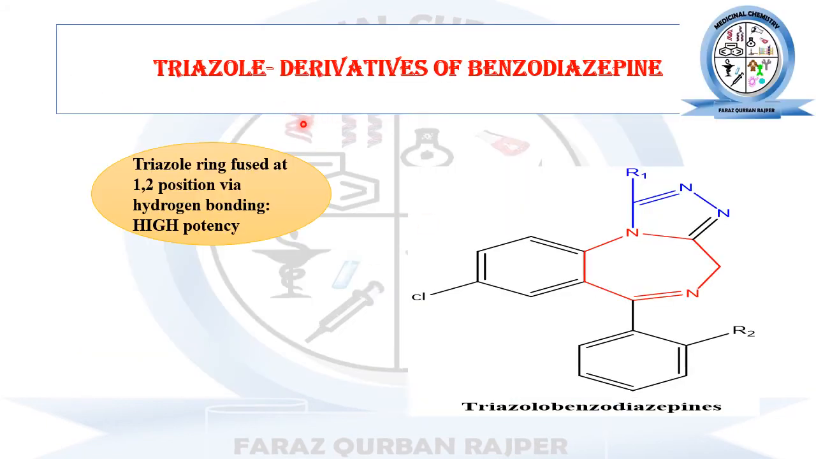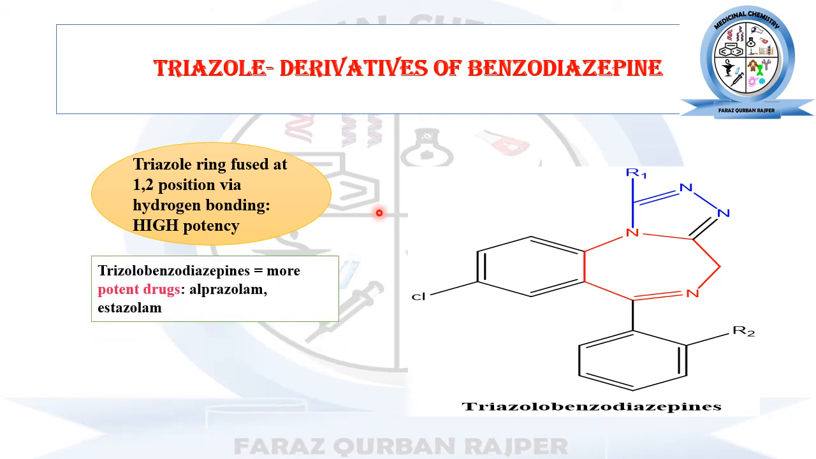Triazolo benzodiazepine derivative. The triazole is a heteroaromatic ring that can also be substituted at the carbon number 1, 2 position of benzodiazepine. This will produce certain types of new derivatives of benzodiazepine that are highly potent. Examples are alprazolam, triazolam, and acetazolam.